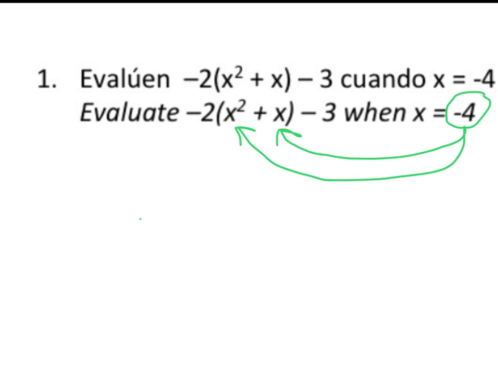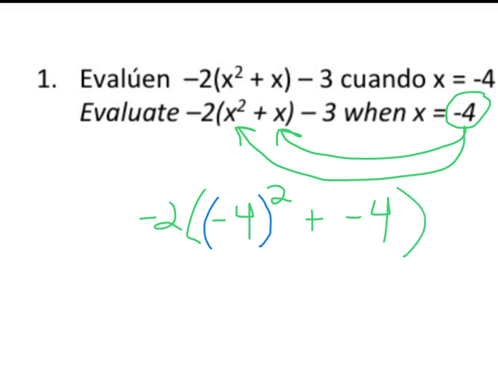So now we have -2 parentheses, not x squared, but -4 squared. Don't forget your parentheses because you're not just squaring the 4, you're also multiplying the negative by itself. You're squaring the negative. Now we're doing plus x again, in this case is -4, close parentheses, minus 3.